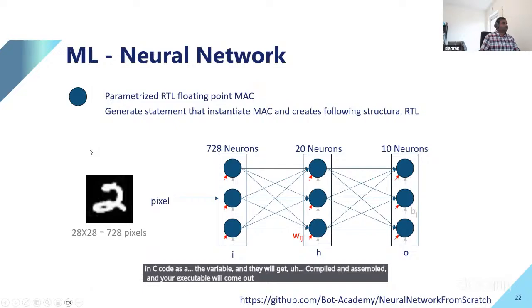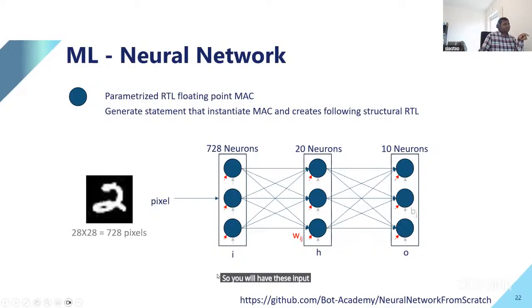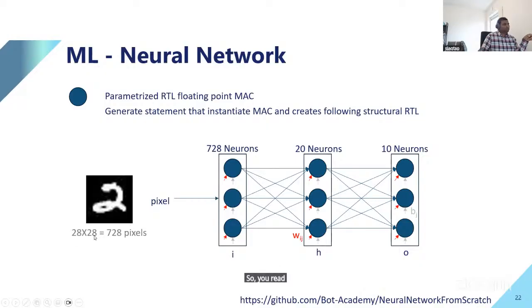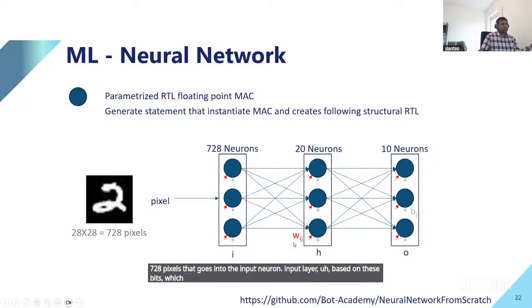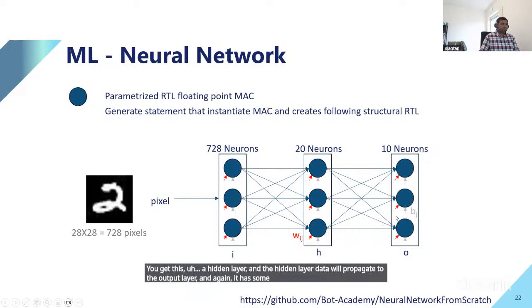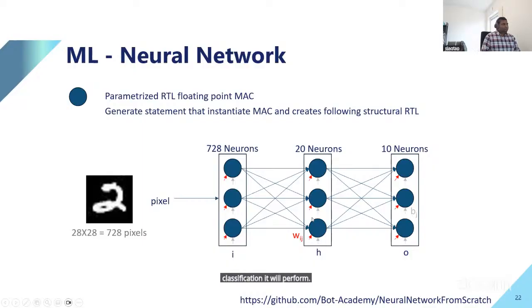But in the case of hardware, you have those weights. So you will have these input layers. Basically, these are MACs, which is a multiplier and accumulator unit. So you read this 28 by 28 pixel image, so basically you have 784 pixels that go into the input neuron, the input layer. Based on these weights, which you find out using your Python simulation, or what we call training, you get this hidden layer, and the hidden layer data will propagate to the output layer. And again, it has some weights. You will multiply, and then here you will get what classification it will perform.